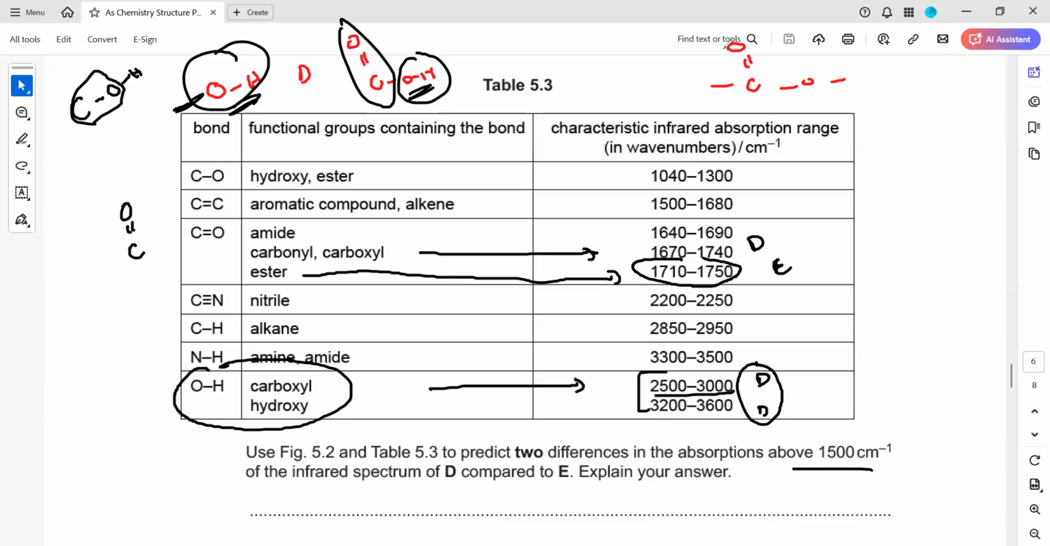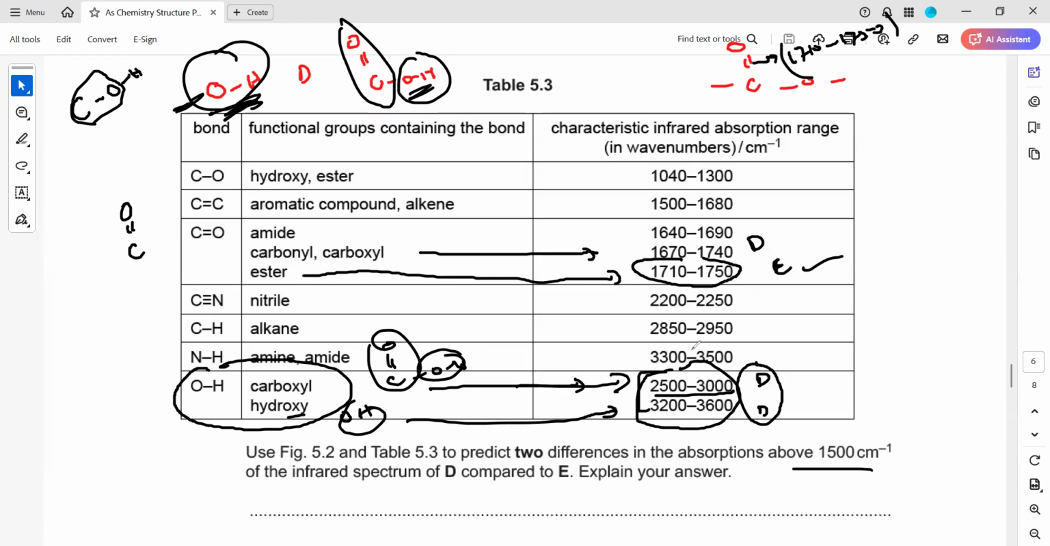When looking above 1500, we get a peak for esters at 1710 to 1750 for E. And for D, because it has OH next to a carbonyl group, we'll get these two peaks, 2500 to 3000 and 3200 to 3600, because for OH alone, that is the peak, and when OH is next to a carbonyl group, this is a peak. So these two peaks will be there in D, but only one peak will be there in E. We just have to mention a difference. Is it clear?